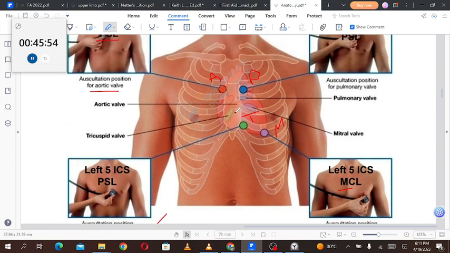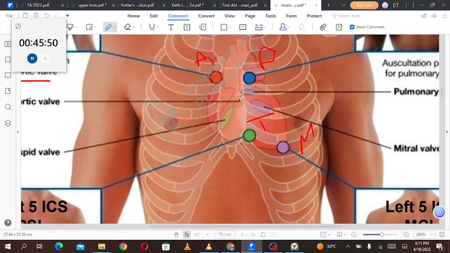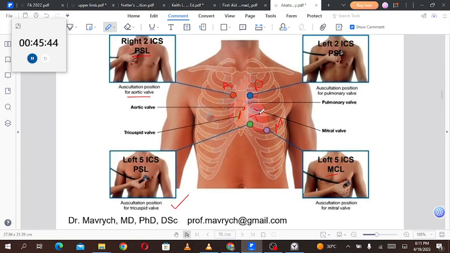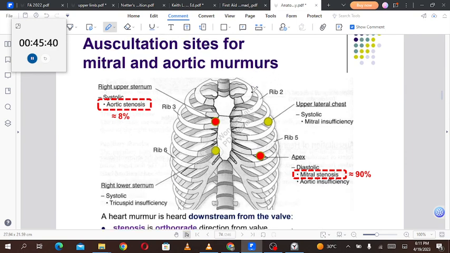And here you can see in a zoomed picture, this is the aortic valve, and then here is the pulmonary valve. This is the tricuspid valve, and this is the mitral valve. Moving forward, auscultation sites for mitral and aortic murmurs. We have seen these things in the UVERT sessions as well, but let's revise them once again.